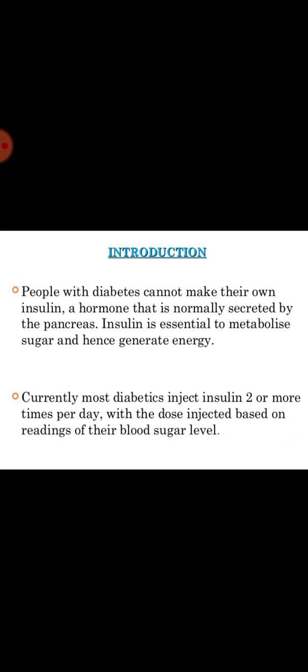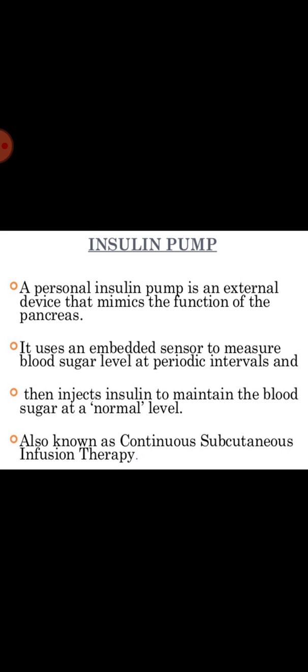Insulin pumps are mostly used for diabetes. People with diabetes cannot make their own insulin, a hormone that is normally secreted by the pancreas. Insulin is essential to metabolize sugar and hence generate energy. Currently, most diabetics inject insulin 2 or more times per day, with the dose based on the readings of their blood sugar level. The personal insulin pump is an external device that mimics the function of the pancreas.